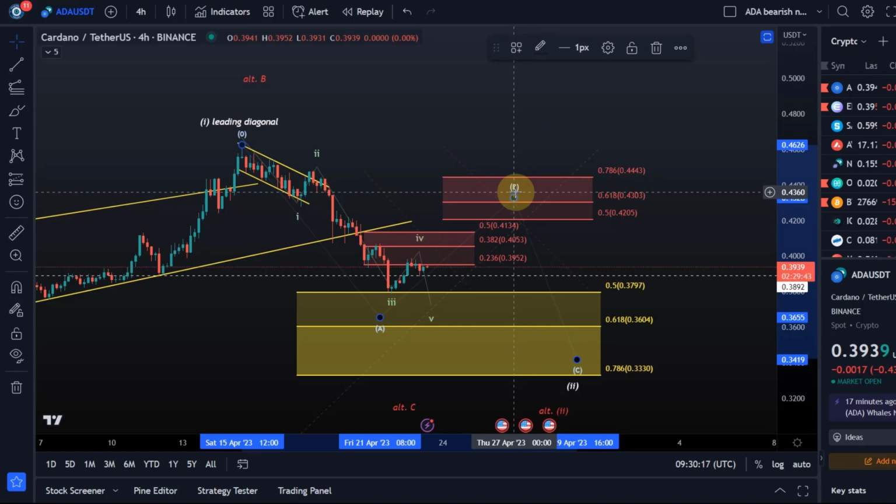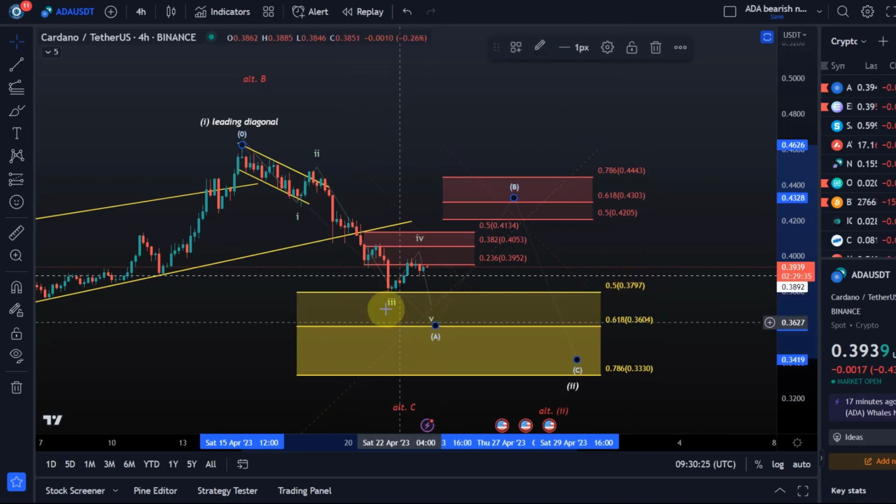It's pretty much a level by level game. At the moment, the reaction that we've had to our support here at 38 cents is not strong enough for me to say, okay, it's certainly the B wave. No, this currently still looks like a 4th wave to me. It can change, but at the moment, I'll go with this.